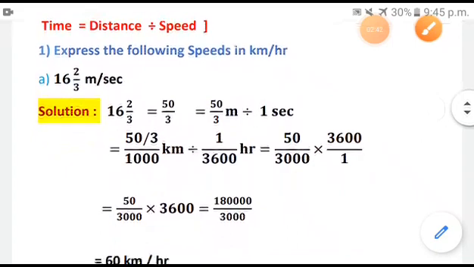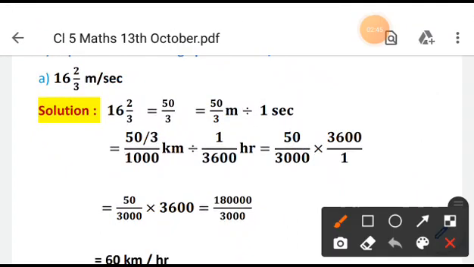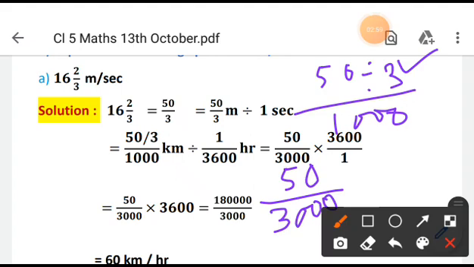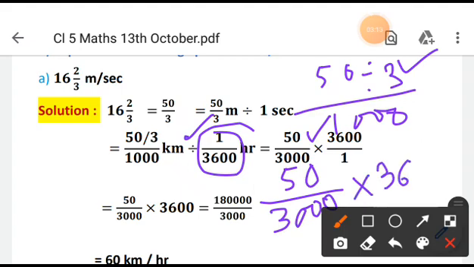Now the rest of the calculation is done here. Here let me show you that here you have 50 divided by 3, that is again divided by 1000. So what you will do is you will write 50 by 3000. Why? Because this 3 is also going down in the denominator, that divided by 1 by 3600. Now when you are dividing, you will have to take the reciprocal. That means you will multiply and then write 3600 by 1. You are taking the reciprocal. So after that you will get 50 by 3000 into 3600.